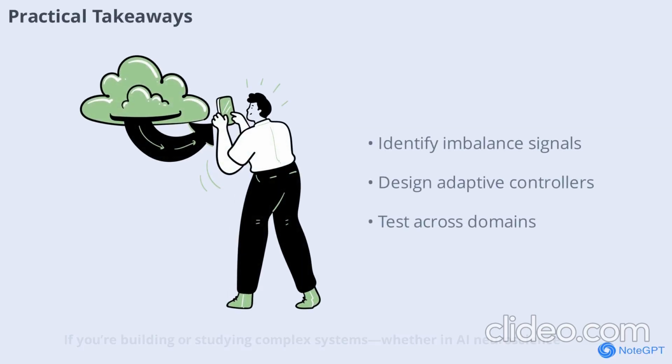If you're building or studying complex systems, whether in AI, neuroscience, physics, or engineering, consider how CSE and CEC might help. Start by identifying local imbalance signals and designing controllers that adaptively respond. Use simulations to test your ideas and don't be afraid to borrow concepts from other domains. The CSE-CEC framework is flexible and widely applicable.